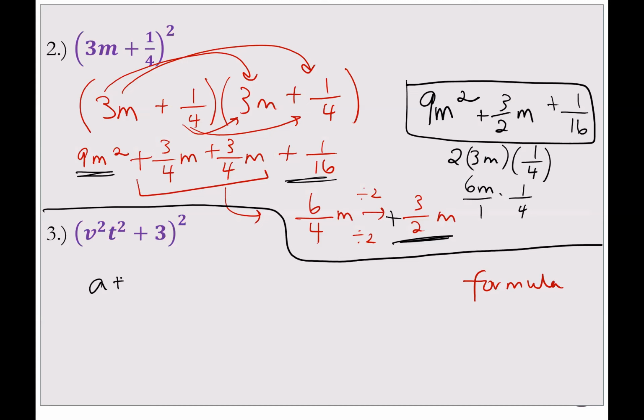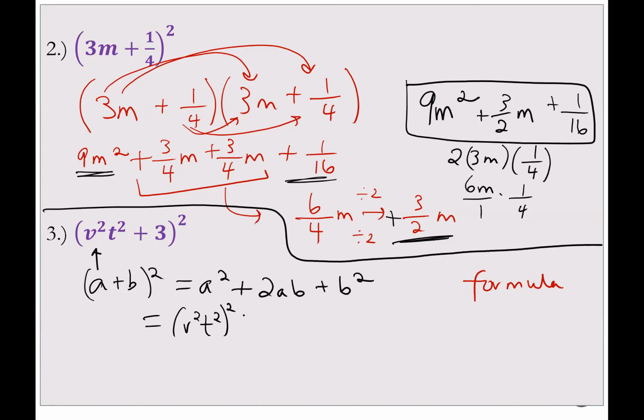So a plus b squared is a squared plus 2ab plus b squared. Okay, so a is this first term here, v squared t squared, and I'm squaring that, plus 2ab. Okay, a, v squared t squared, b is 3, and then finally b squared would be 3 squared. That's going to turn into 9. I think I just said squared a lot of times. So pause and make sure you can follow all of that, and I'm doing the same thing.